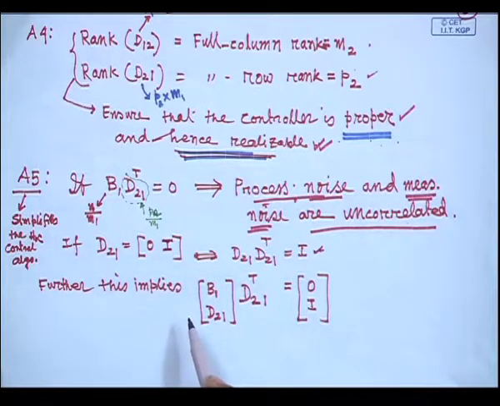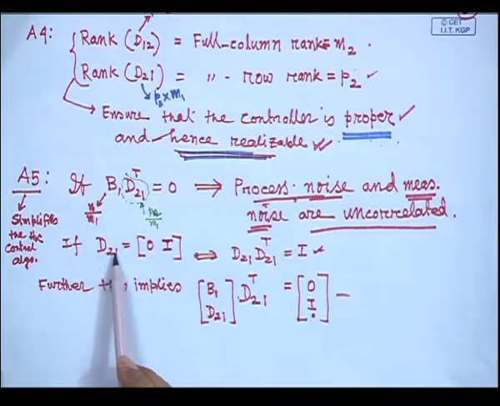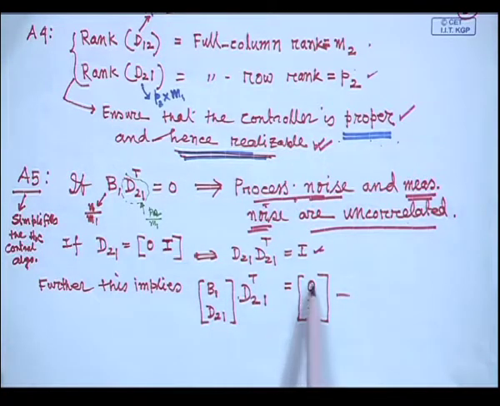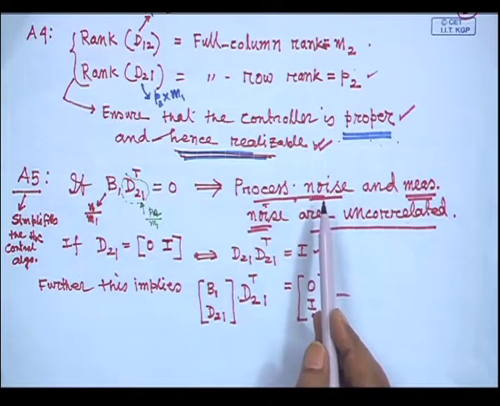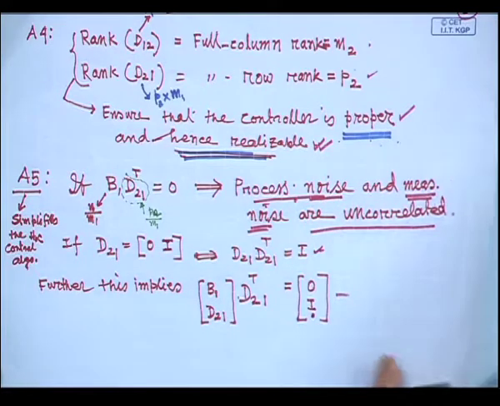Further, it implies that if you multiply B1 D21 by D21 transpose, this into this is 0, and this into this is the identity matrix. So, if the structure of D21 is this one, I can write D21 D21 transpose is identity and B1 D21 transpose is 0 when process noise and measurement noise are uncorrelated. This is the fifth condition, but that is not essential to design an H infinity controller.